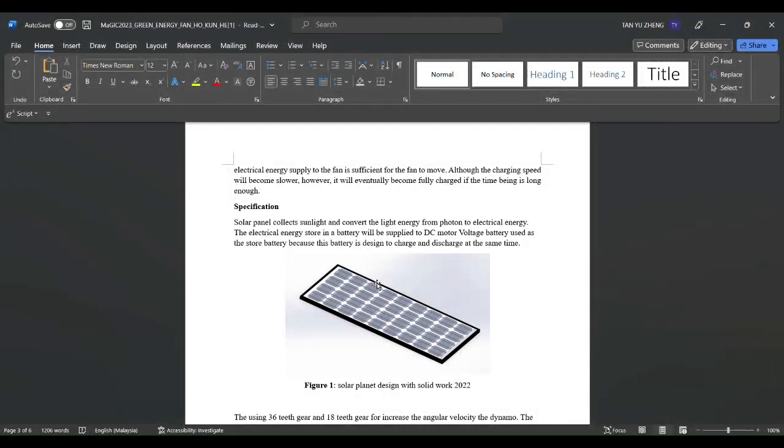So now we will discuss the specification of the solar panel. The solar panel will collect the sunlight and convert the light energy from photons to electrical energy. The electrical energy stored in the battery will be supplied to the DC motor. The voltage battery is used as a store battery because this battery is designed to charge and discharge at the same time.